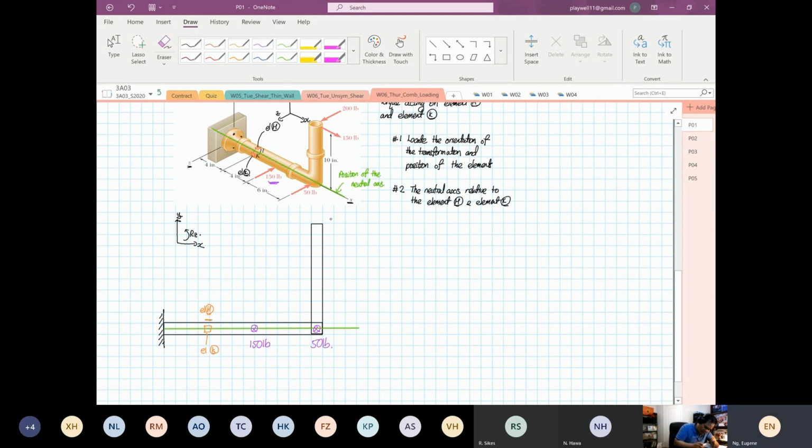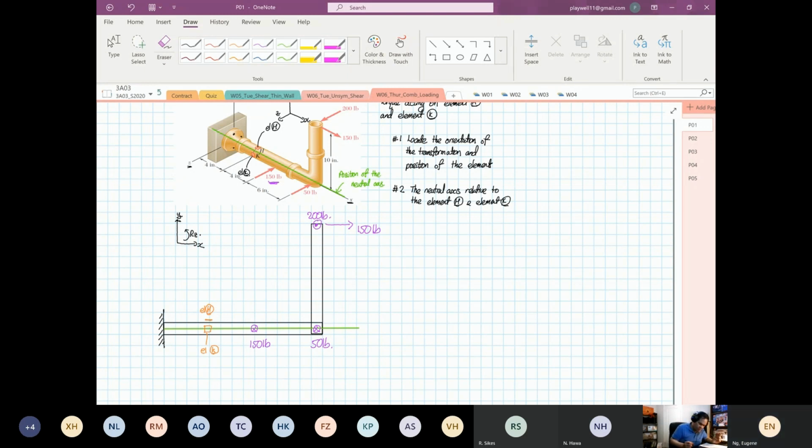And then you have one force generating this direction. This is going at 150 pounds. And then you have a force coming in. You are looking at the arrow. This is 200 pounds. So anything else that I forgot? No. Okay.